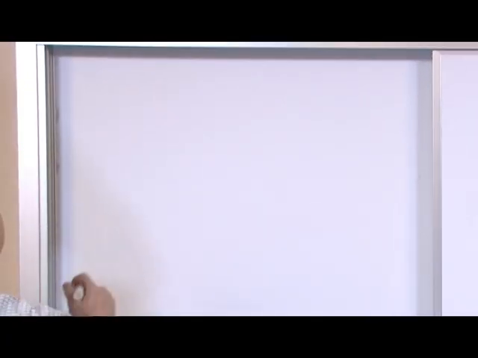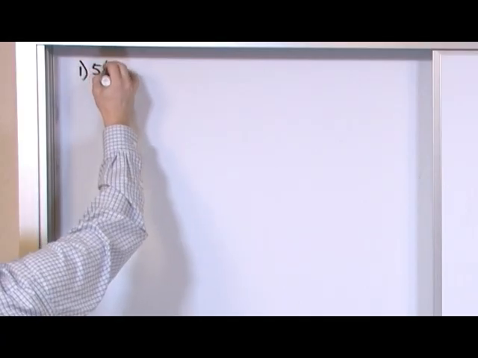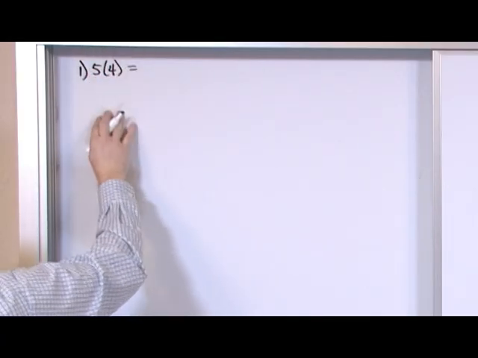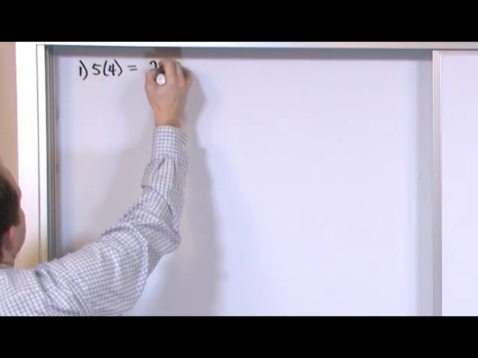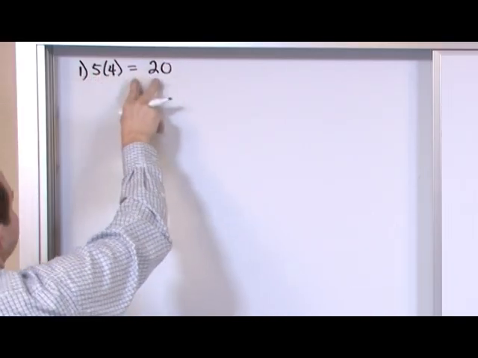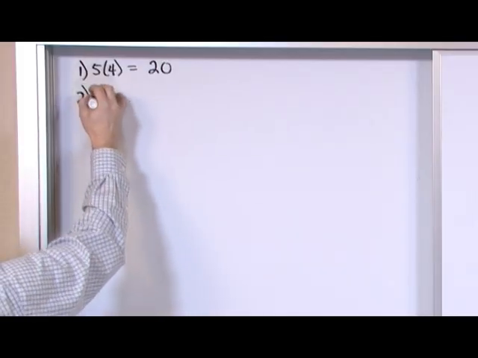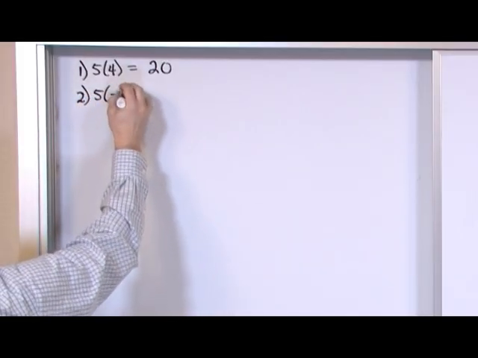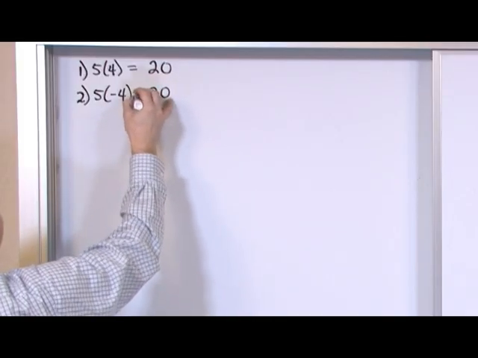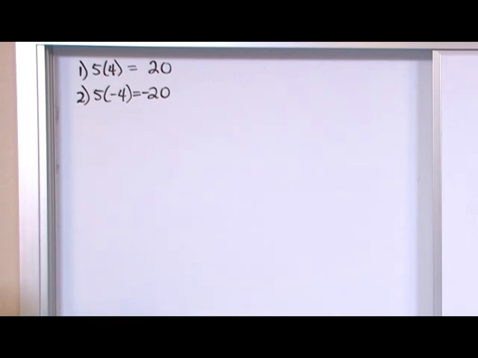Let's start with something easy. Let's say we have 5 times 4. Well, 5 times 4 is 20. And the answer is positive because we have positive times positive. The signs are the same, so we have a positive answer. Now, what if we had 5 times negative 4? Well, again, we're going to have 20 as the answer, but the signs are different. So we're going to have a negative sign in our answer, negative 20.